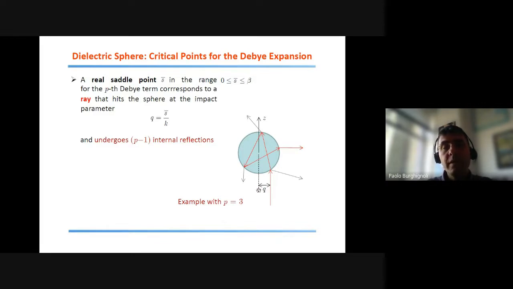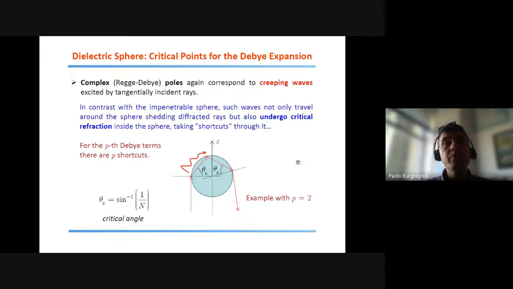Q is the impact parameter, so the distance between the incident ray and the axis of the sphere, the origin. Here you can see the ray enters the sphere. It is partially reflected inside in this point. It is again partially reflected inside in this other point, and finally it exits there. Of course, you could follow more internal reflections, and those would correspond to higher order Debye terms.